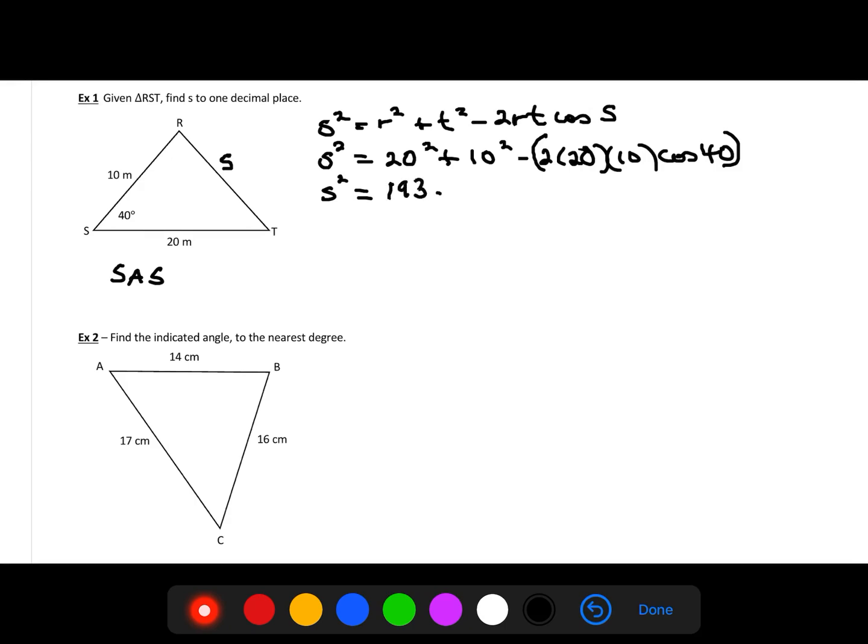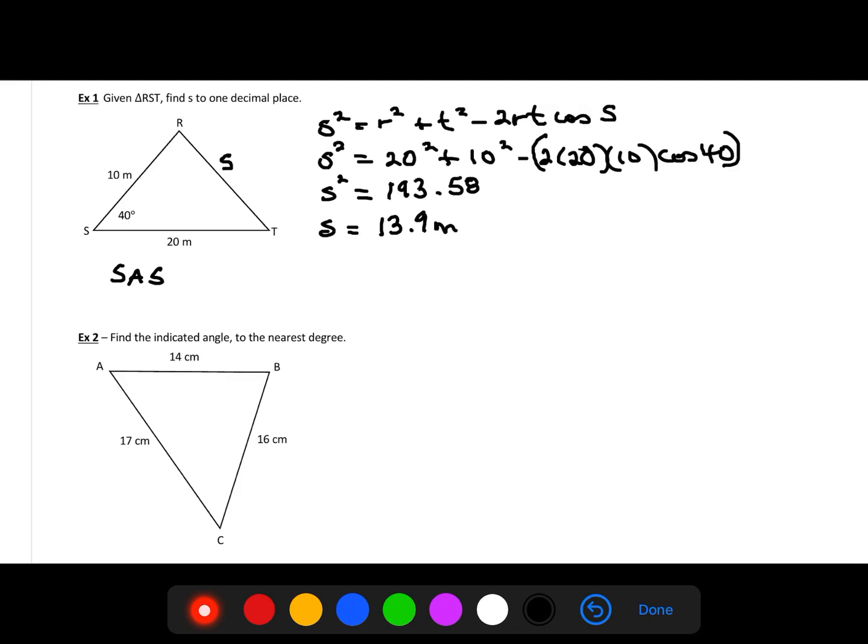Notice that we get the answer here, which then needs to be square rooted. So s squared is equal to 193.58. Now we're going to square root that.